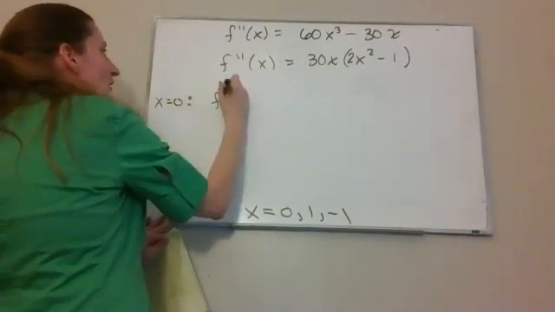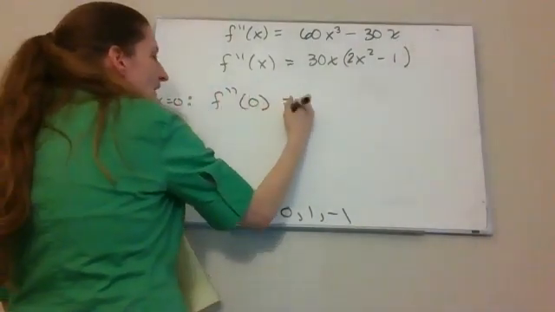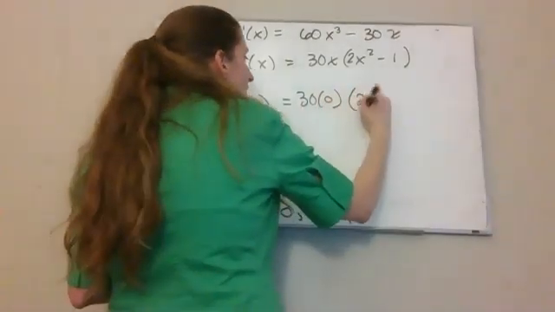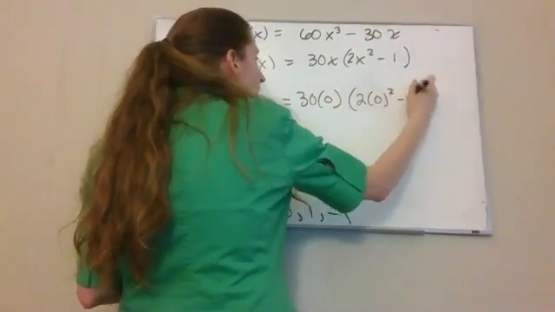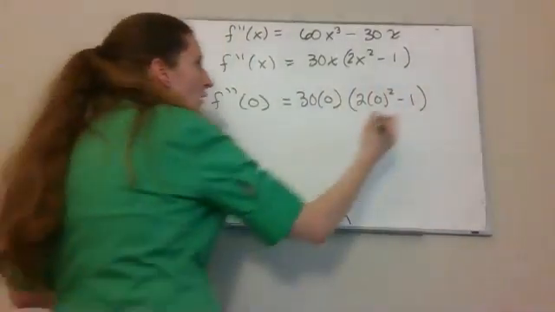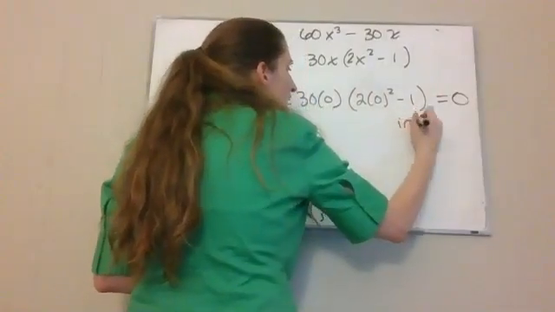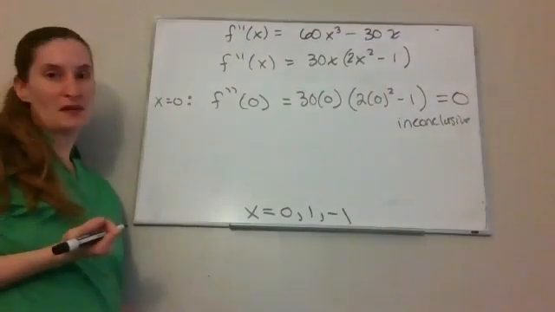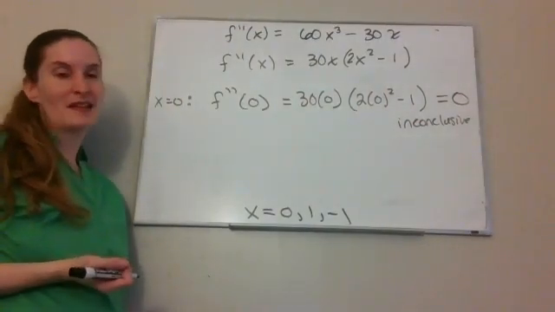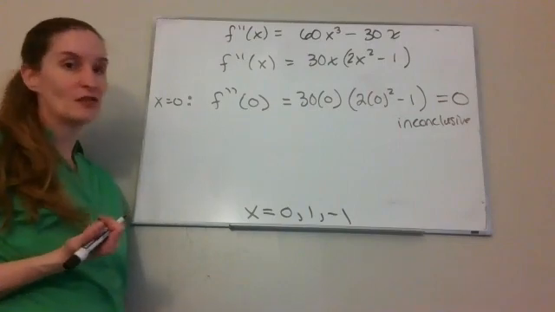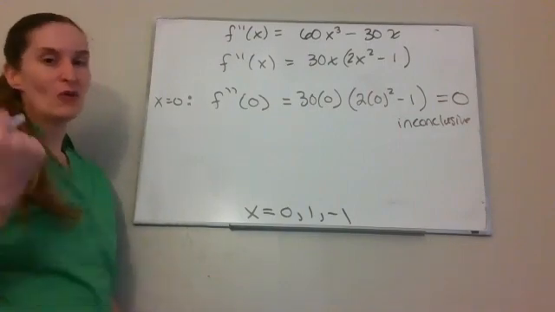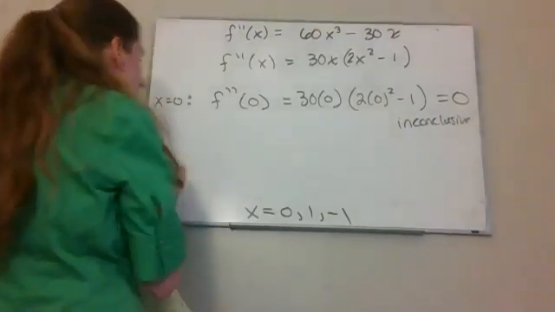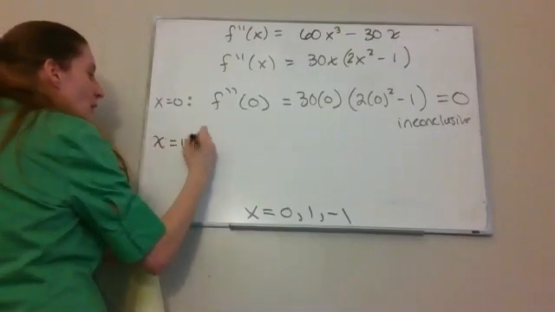For x equals 0, my second derivative would be equal to 30 times 0 times 2 times 0 squared minus 1, and this is equal to 0. This is inconclusive. That does not mean that x equals 0 is not a maximum or a minimum. It just means that I don't know. Using the second derivative test, we don't know what this point is. We'll have to use the first derivative test on that one, and we'll check it after we check these other guys. Let's try x equals 1.